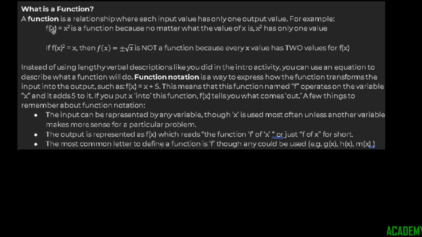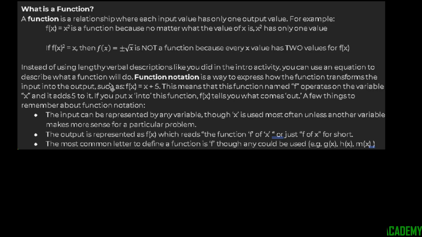For example, the function f of x equals x squared, that quadratic function, that parabola that we're used to seeing, is a function because no matter what the value of x is, x squared only has one value. However, if we had f of x squared equals x, then f of x equals plus or minus square root of x is not a function because every x value has two values for f of x. That just means for every x there are two y's, which we do not want.